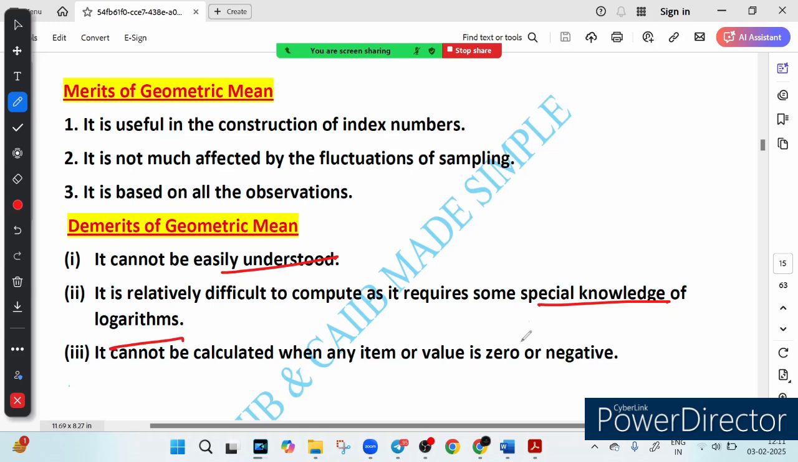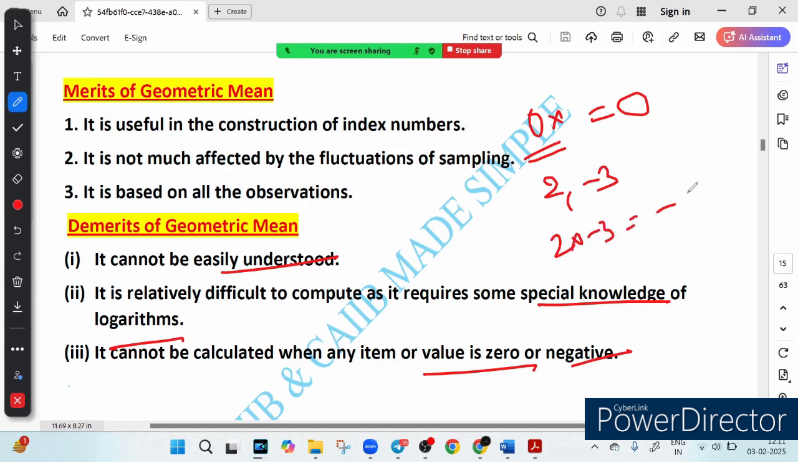It cannot be calculated when any item or value is 0 or negative. Suppose I take a 0 value, and if you multiply anything with 0, the final result will be 0 only. So if one of the values is 0, you cannot use the geometric mean. And what about negative? Why is negative not allowed? Suppose I take two values, one is 2, another is -3. You multiply both of them, you will get a negative. And you know, the root of a negative is not defined. Clearly we can't take a square root of any negative value. That is why if our value is 0 or negative, this geometric mean does not work.